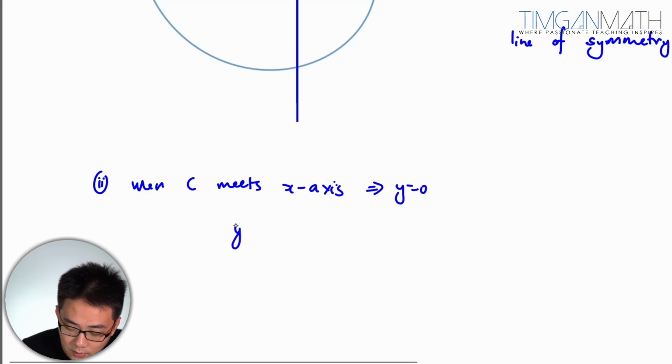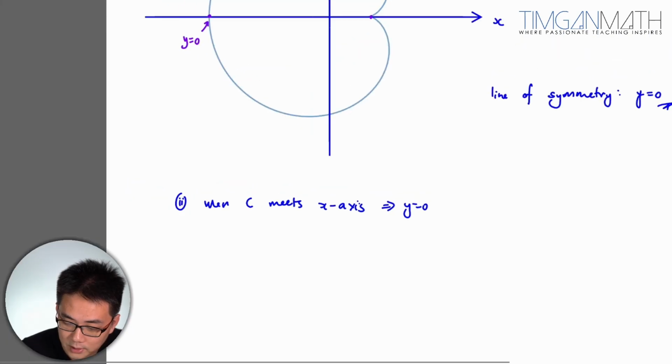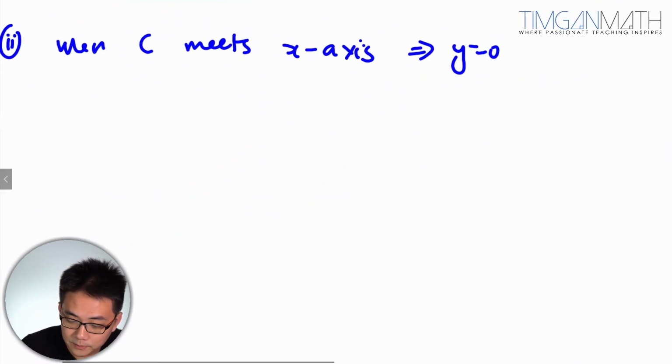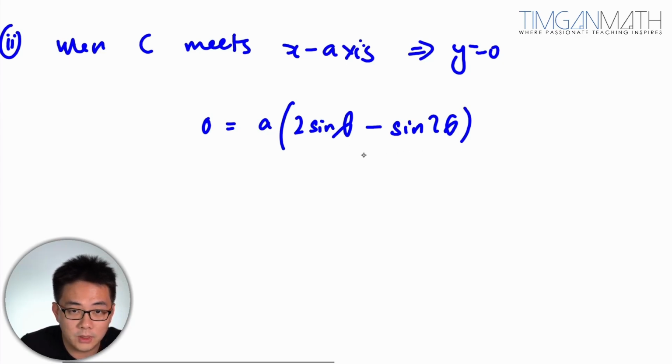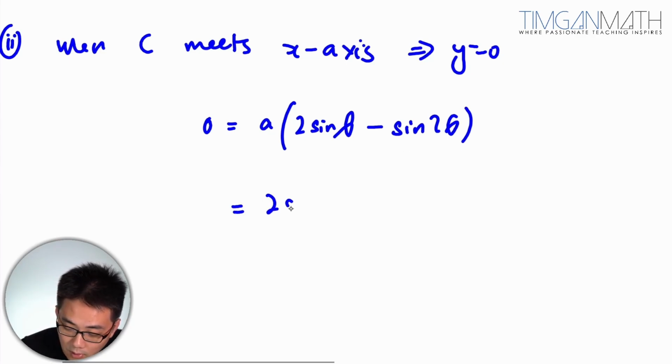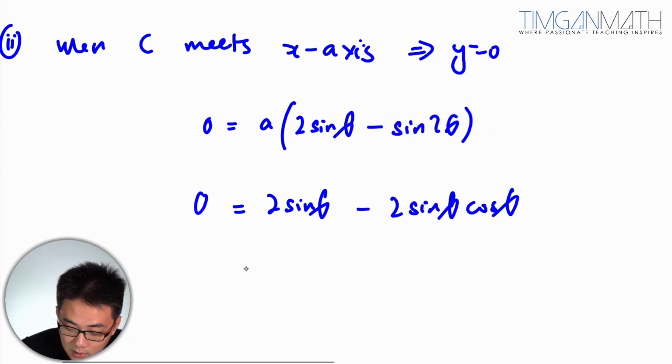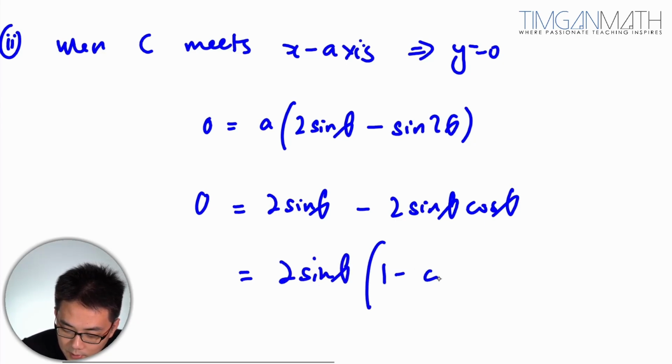So y equals 0 means the equation of y, which is 0 equals a(2 sine theta minus sine 2 theta). Now, the first thing you should take note of is that the angles are different. So what you need to do is change this one to the same angle as the first one, meaning we use the double angle formula. 2 sine theta cosine theta, so 0 equals 2a sine theta (1 minus cosine theta).